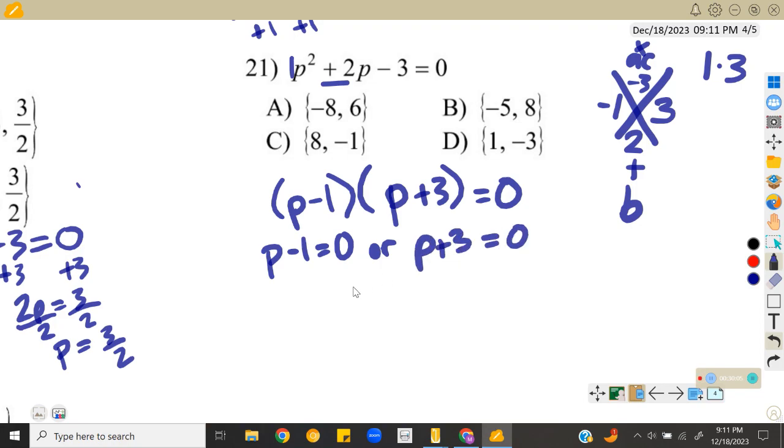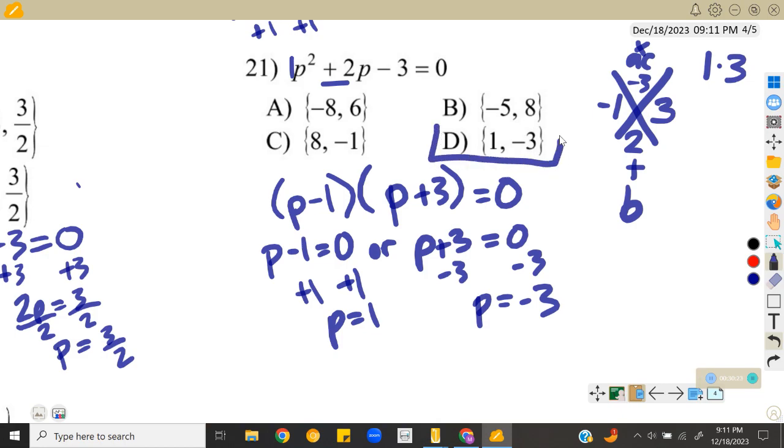And now we get a quick one-step equation, right? I add 1 to both sides, and we get p = 1. We take 3 from both sides, and we get p = -3. So we would choose which one has both of those together, and we can see that there's only option D that has both of those solutions there for us.